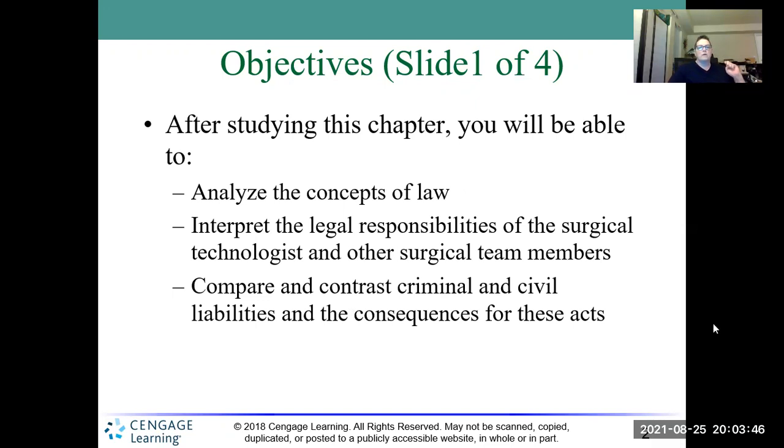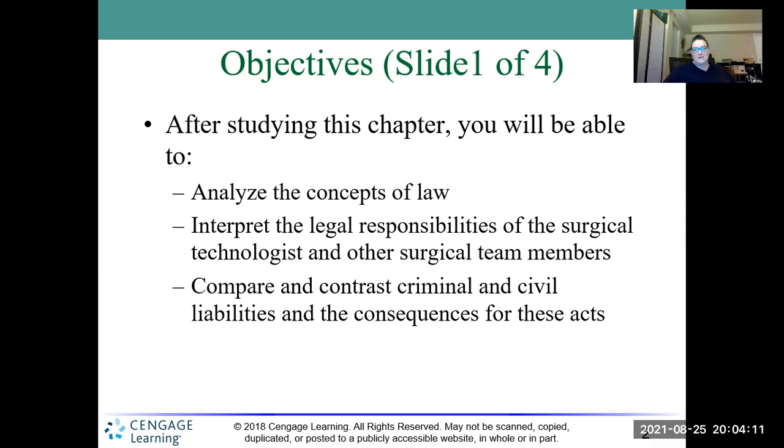There. Okay. All right. So the objectives are, one, to analyze the concepts of law. And just so you know, this PowerPoint would not let me edit it at all. So it is straight as the creators of the book made it, which I don't usually like.